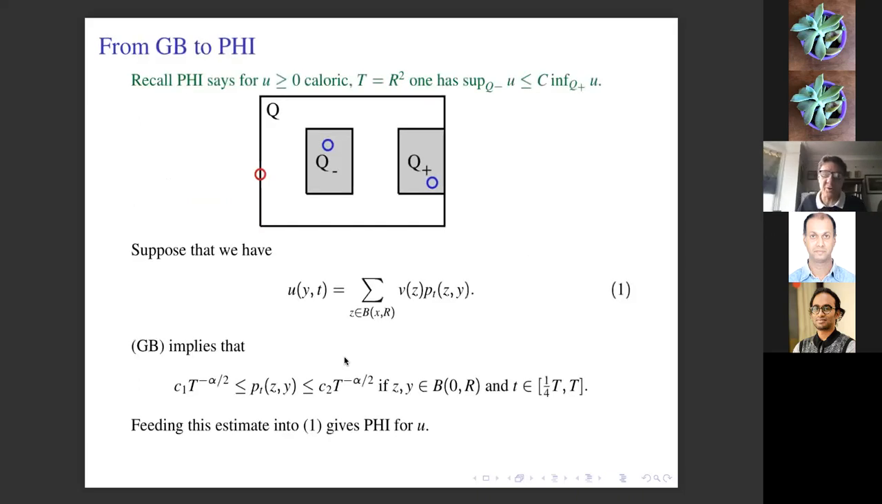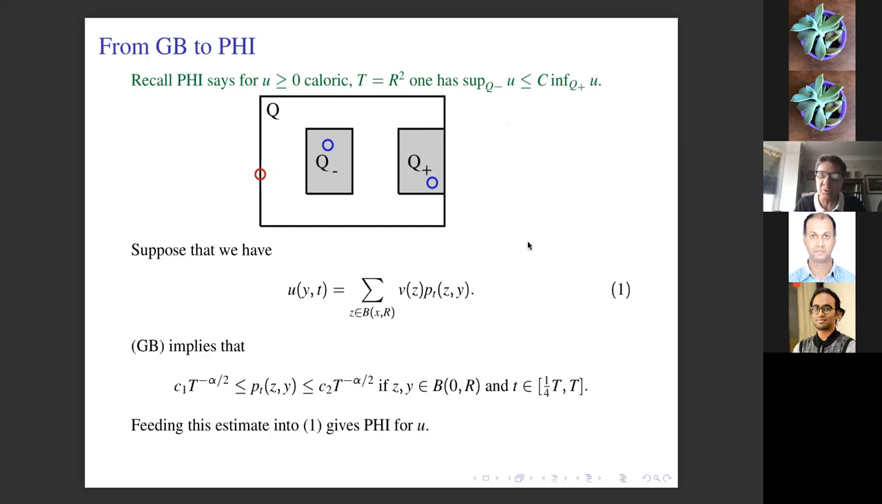So let's start by seeing how one can go from Gaussian bounds to the parabolic Harnack inequality. Let's just recall the parabolic Harnack inequality. We're looking at this cylinder Q with little cylinders in it, Q minus and Q plus. And the parabolic Harnack inequality takes this form here. This is for a solution, a function u, which is caloric. In other words, it's a solution of the heat equation.